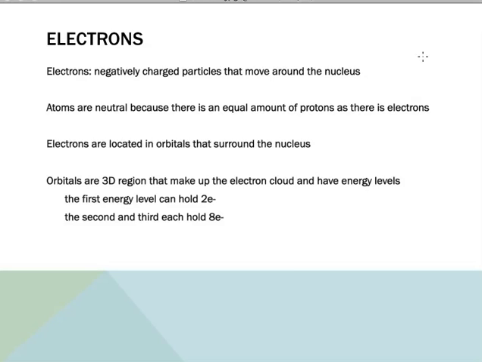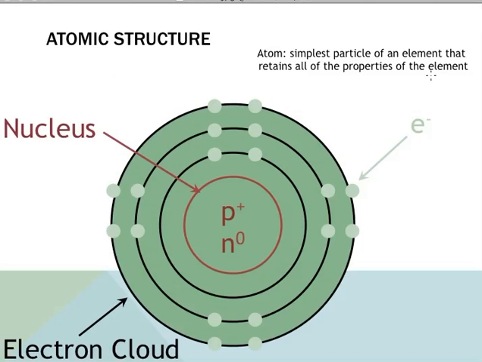Electrons are what are around the outer rim of the atom. The electrons are negatively charged particles that move around the nucleus. So electrons are negative. Atoms are neutral because there's an equal number of protons as there is electrons. So they cancel each other out. You have 6 protons and you have 6 electrons. So positive 6, negative 6 gives you 0. And the electrons are in the orbital around the nucleus. So all of these here, these are all electrons. They are outside of the atom. They are not in the nucleus.